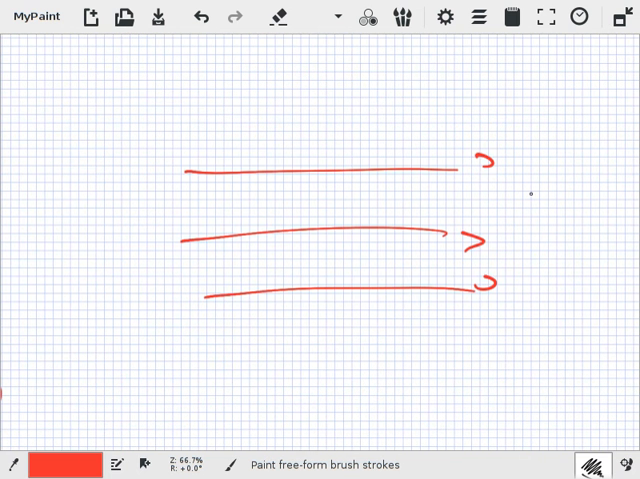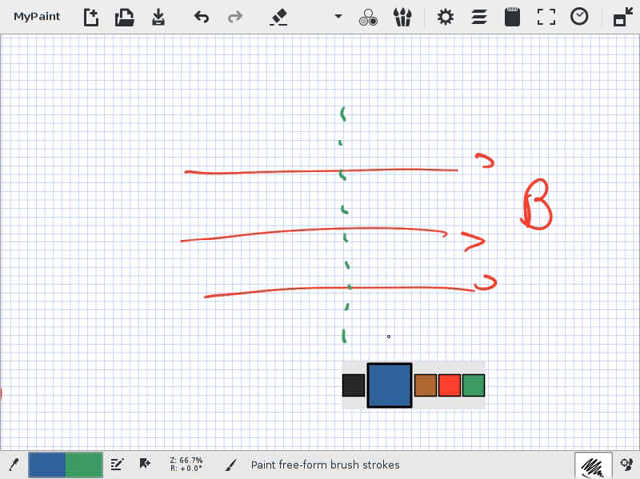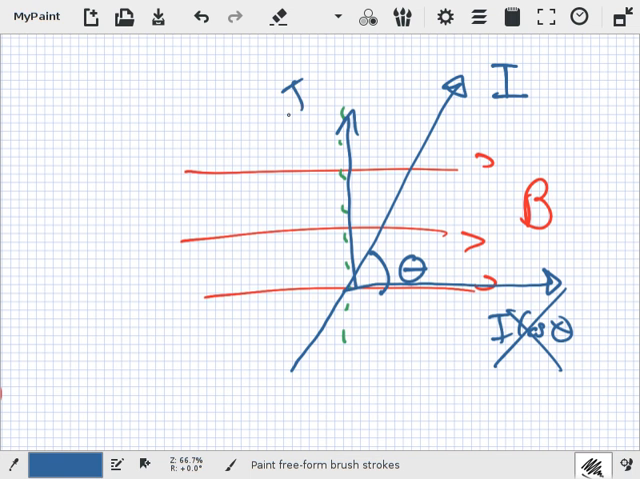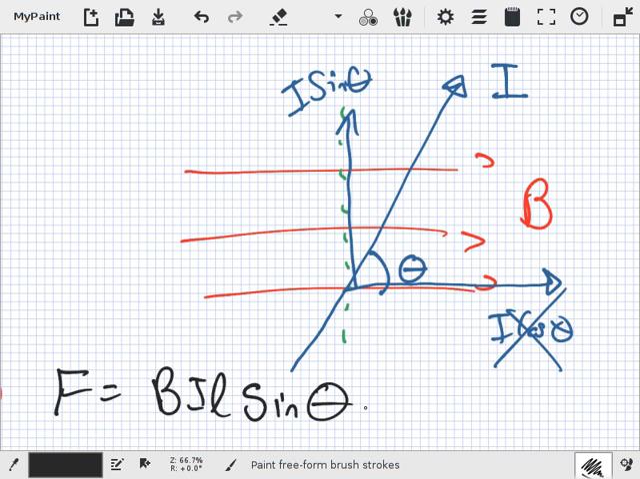This way is B, and then this way is the I, and we measure the theta here. So this one here, I cos theta, we don't care about. It's this one here, I sin theta, that we care about. So the formula now is F equals BIL sine theta. Okay, if we can add that formula, please.